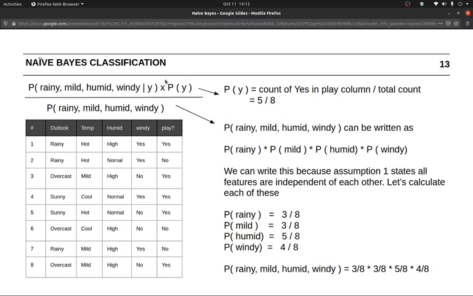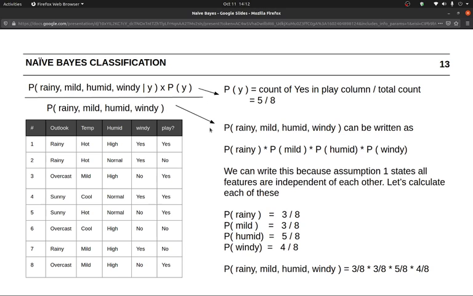Now first let's calculate the prior probability. Probability of us playing. So if I look at this column, I have 8 observations, out of which 5 are yes. So this straightforward becomes 5 by 8. This would become my prior probability, probability of me playing.